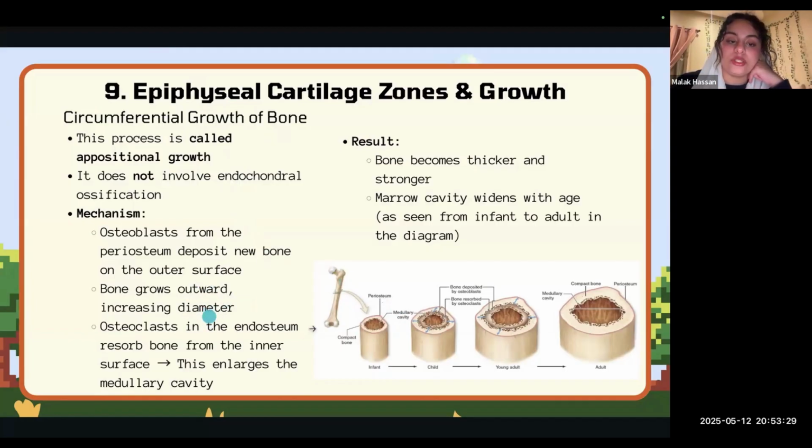So the bone will grow outwards and increase in diameter, and the osteoclasts in the endosteum will resorb bone from the inner surface. So this causes the medullary cavity to increase. As you're adding bone on the outside, there's going to be bone resorption from the inside. So this widens the medullary cavity. And the result is that the bone becomes thicker and stronger.